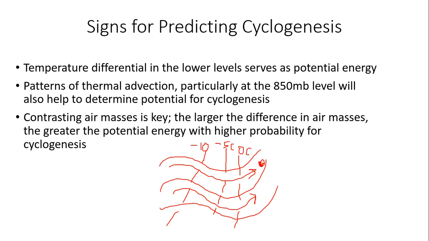Contrasting air masses is really the key. The larger you get the difference in air masses, the greater the potential energy available, with higher probability for cyclogenesis. And that's why we see such strong mid-latitude cyclones in the winter season, because we have such great temperature contrast over shorter distances.